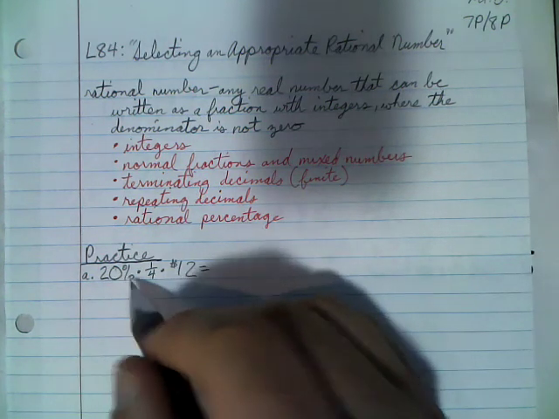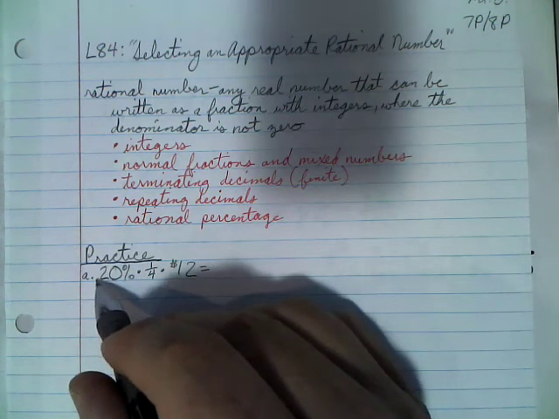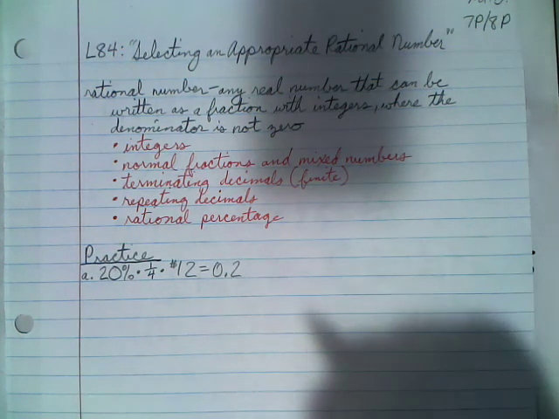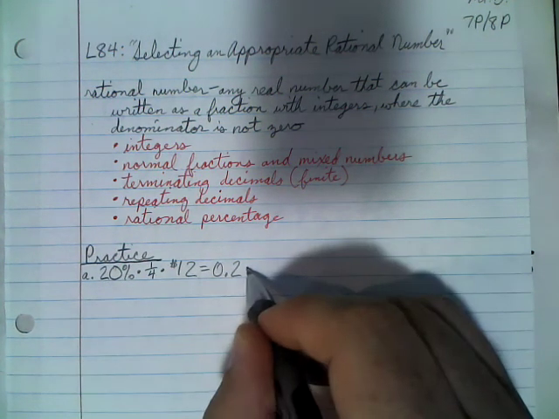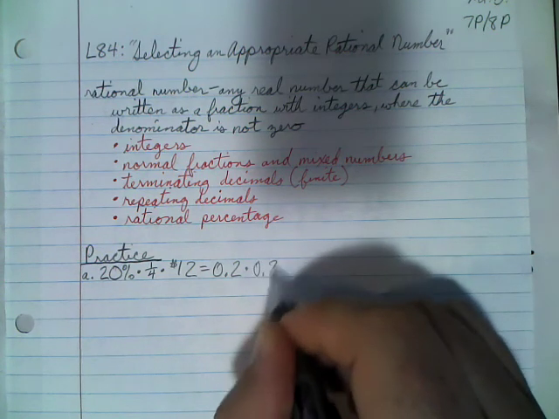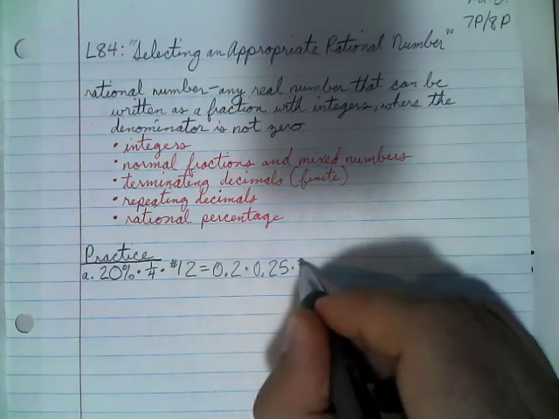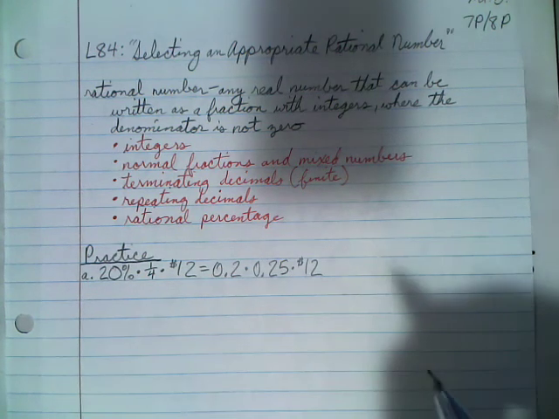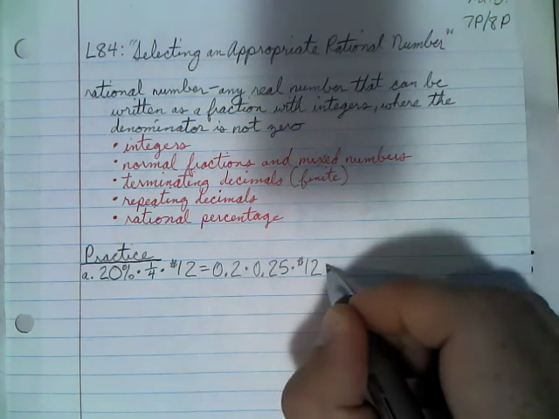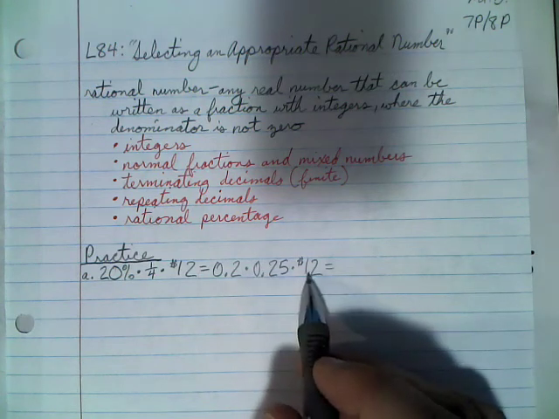So I'm going to think about 20%. Well, percent means divide by 100, so if I divide by 100, that would scoot the decimal over 2 times. So my 20% is really 0.2. Now 1/4 here, I would imagine you should have memorized as 0.25. And then times $12. So now we're going to go ahead and multiply these together. And I bet that you probably could do this as mental math.